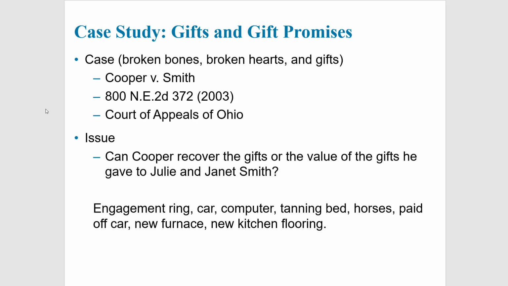During that time, he eventually got a $180,000 settlement out of the wreck to help pay for his injuries and pain and suffering. And out of that $180,000, he bought a lot of stuff for the two ladies. Julie was his girlfriend and Janet was her mother. He got Julie an engagement ring as part of a proposal for marriage. He bought Julie a car, a computer, a tanning bed, some horses, paid off Janet's car, got a new furnace for their house, and installed new flooring in their kitchen.